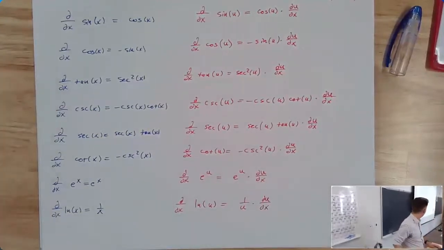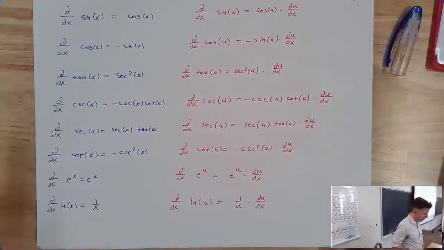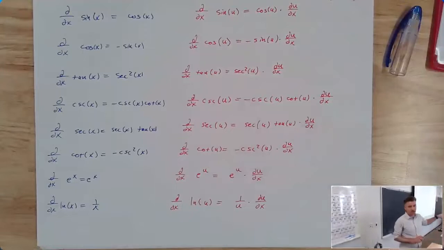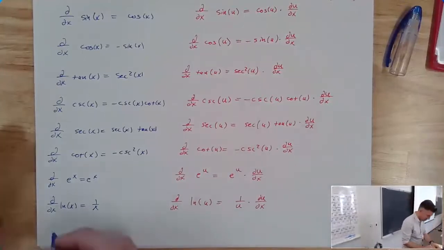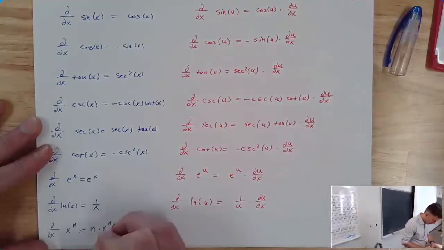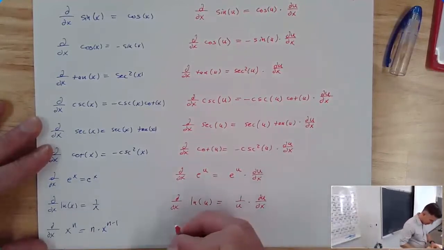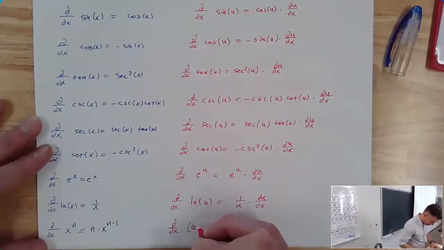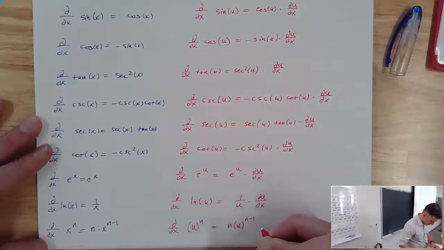Are we missing anything? Well, I'm not going to write them, but we will actually talk about those shortly here. The only other thing we're missing is x to the n. If you have the derivative of x to a power, it's n times x to the 1 less power. And similarly, the derivative of a function of x to a power is n times that function of x to the 1 less power, times the derivative of u.